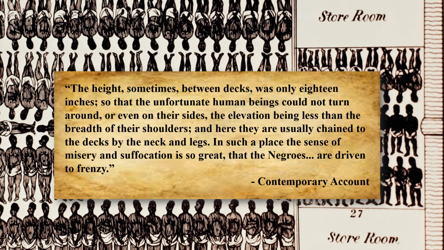One of the contemporary accounts given by one of the folks on the slave ship says the height sometimes between decks was only 18 inches, so that the unfortunate human beings could not turn around or even on their sides, the elevation being less than the breadth of their shoulders. And they are usually chained to the decks by the neck and legs. In such a place, the sense of misery and suffocation is so great that the Negroes are driven to frenzy.